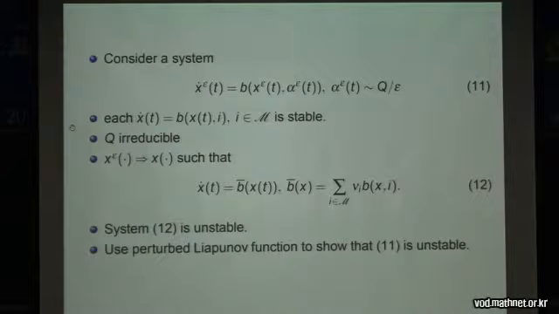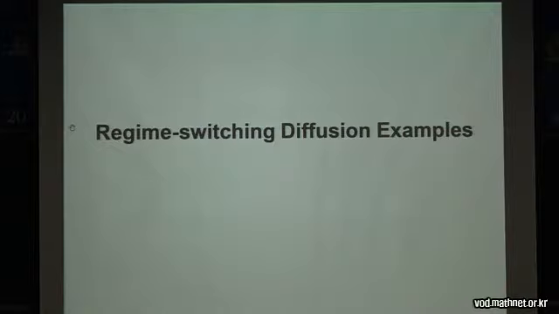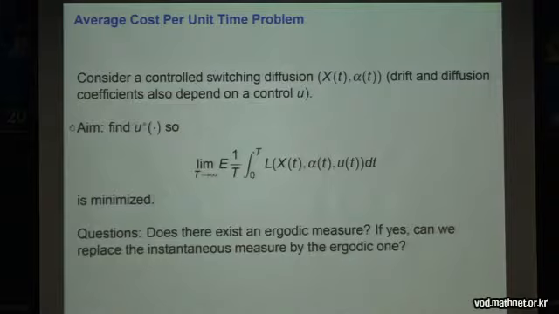So now, let me present some examples of regime switching diffusions. The first example comes also from control theory. Suppose I have the switching diffusion given by this, and then I want to find the optimal control, which is a function depending on this, so that this long-run average cost will be minimized. So that's my objective.